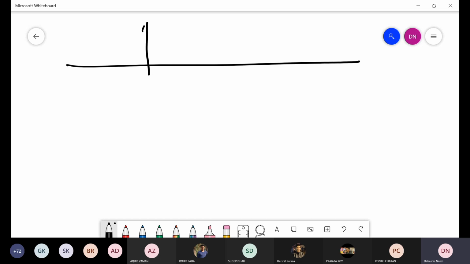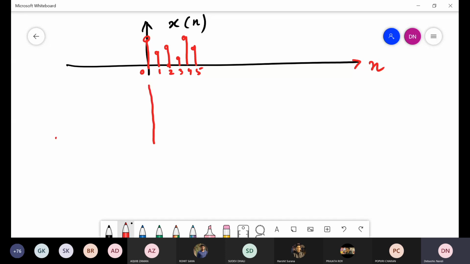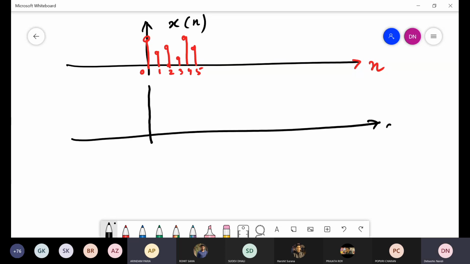Suppose one signal is like this. This is your x[n]. This is one sample value. This is another sample value. This is another sample value. This is another sample value. This is another sample value. And this is another sample. Suppose this is n. So how many samples are there? I have 6 samples. This is for n equal to 0, and this is for n equal to 1, 2, 3, 4, 5. So we have 6 samples for this signal x[n]. Now, if you want to find the new transformed signal, here this is n, and suppose this is your x[n by 2]. I am writing n by 2 here.